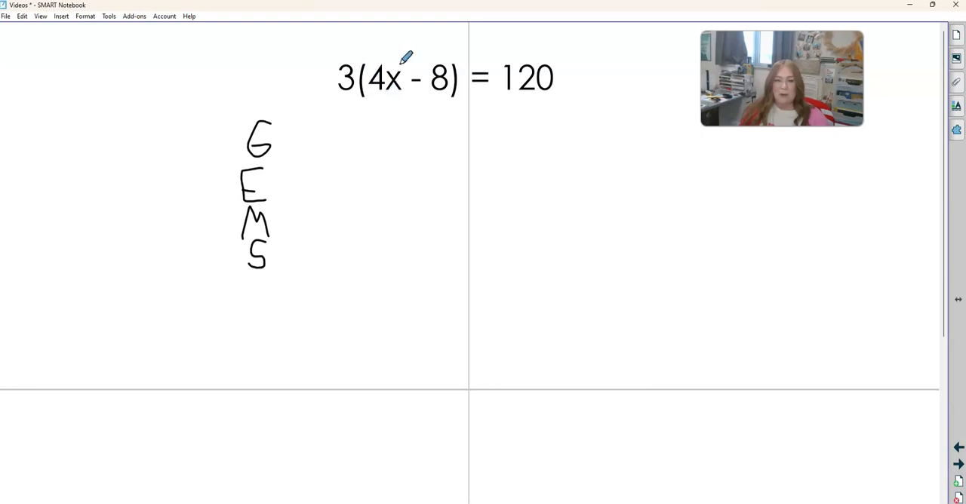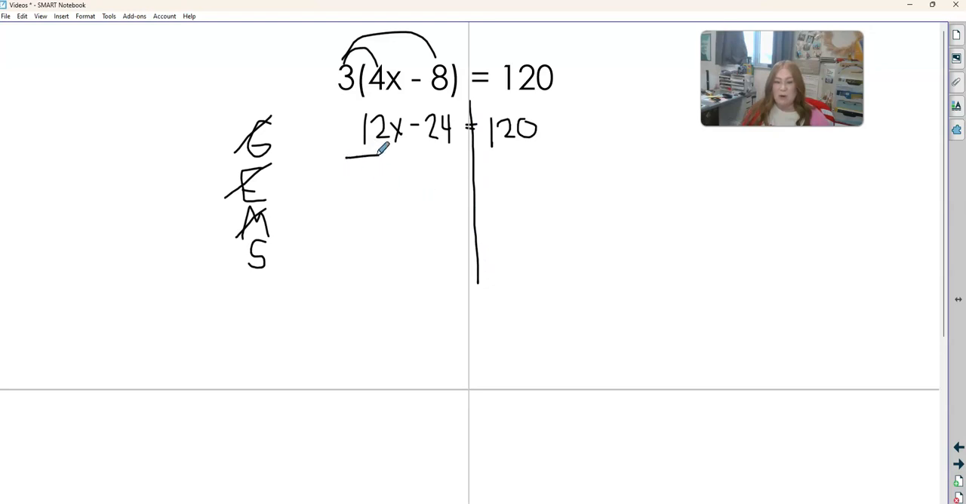So here we have this group, but I can't put x's and this constant together. They're not like each other, can't go together. So G is done. We don't have any exponents. E is done. So we need to multiply, and we're going to distribute this 3. We're going to give it to the 4. So now we have 12 x's. We're going to minus 3 times 8 is 24. We have nothing else to multiply because I don't know what x is yet, and we can't subtract or add because there's nothing that's like each other. So we now have this problem, 12 x's minus 24 equals 120.